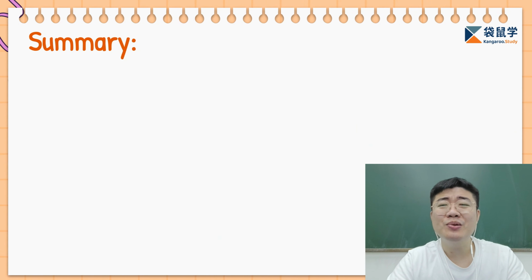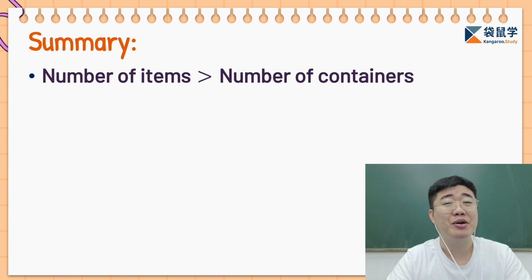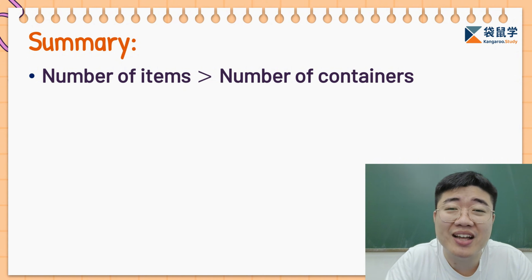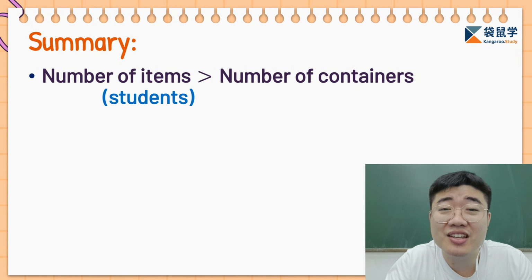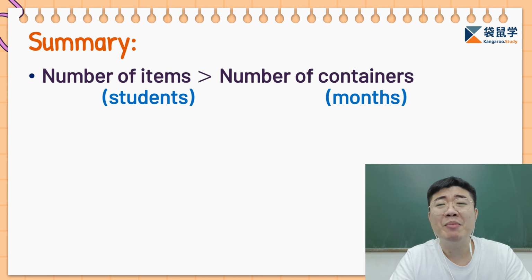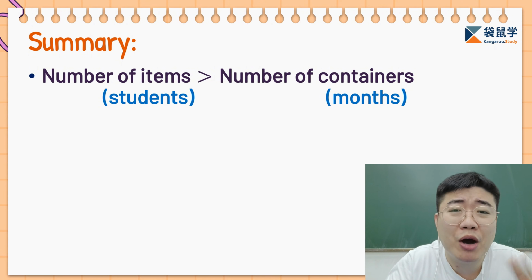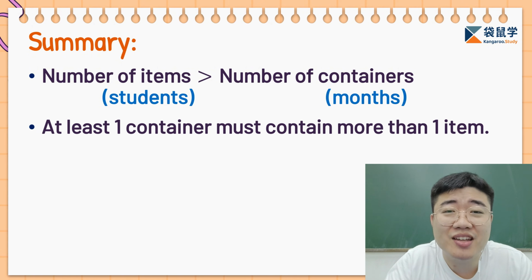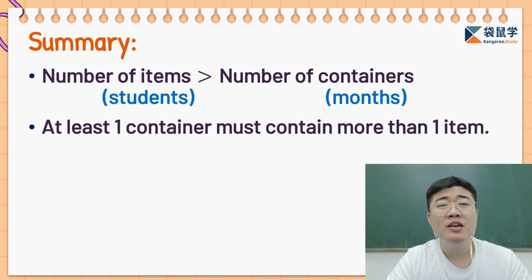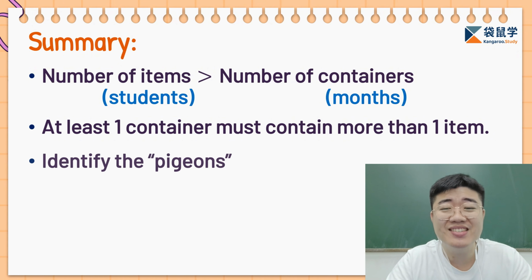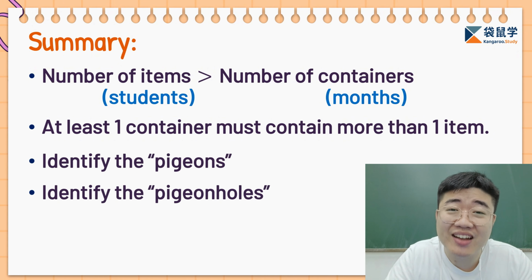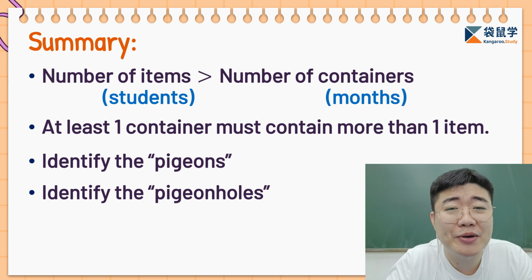So now, let's look at the summary. In this question, again, the number of items is more than the number of containers. Here, the items are the 13 students, and the containers are the 12 months. Since the number of students is more than the number of months, there will always be one month with more than one student, or one container with more than one item. Now, in this question, there's one more step. We have to identify the pigeons and the pigeonholes. After that, we can apply the pigeonhole principle.